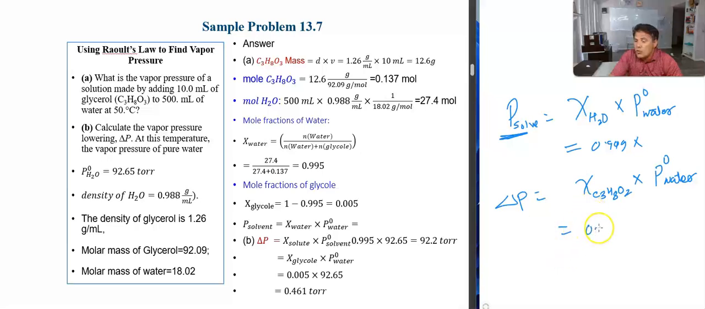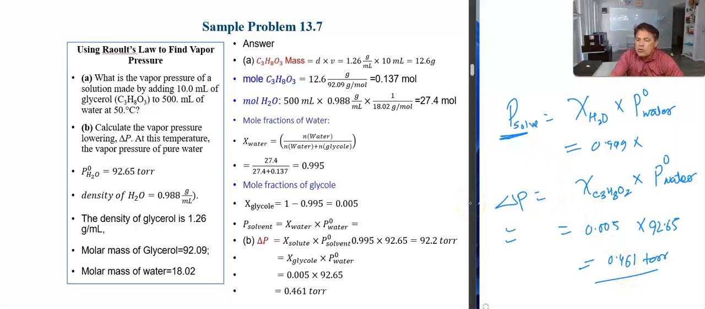That is 0.005 times 92.65, which is equal to 0.461 torr. That much torr the vapor pressure gets lowered if you add the glycerol. It's not that much, right? But 1 atmosphere is your atmospheric pressure, and if half of that atmospheric pressure were lowered, it would be significant. But the vapor pressure of the solvent is this.